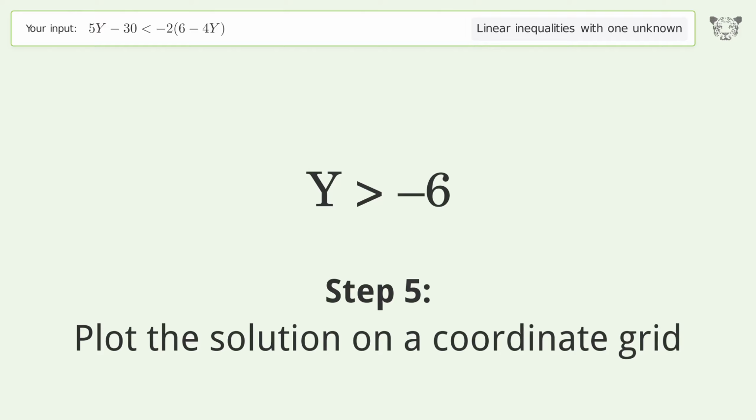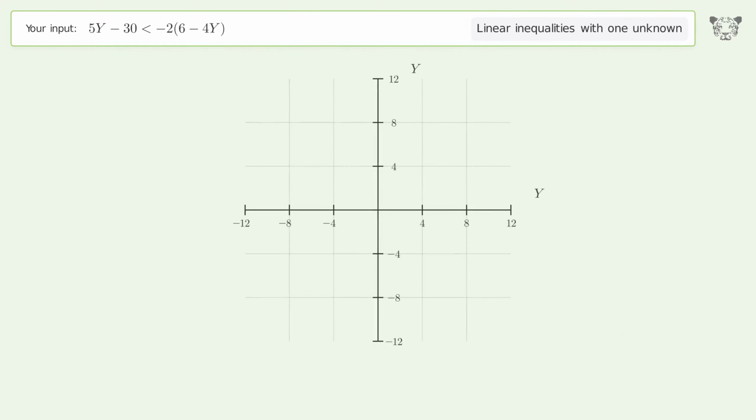Plot the solution on a coordinate grid. And so the final result is y greater than -6.